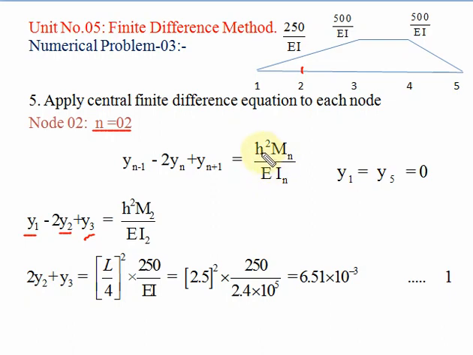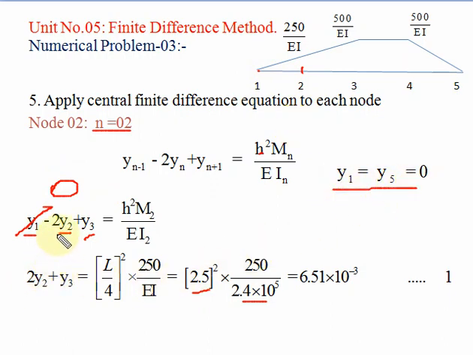Now put the value of h here. The value of h is L by 4, or we can also put it as 2.5 square. The value of M2 here is 250 upon EI, and we know the value of EI. What is the value of y1 here? It is equal to 0, because the deflection at node 1 is 0. So y1 is 0.